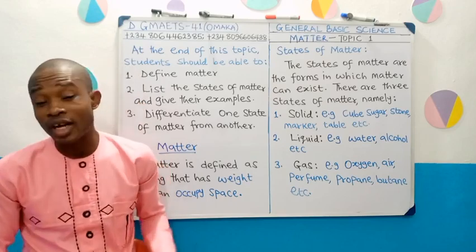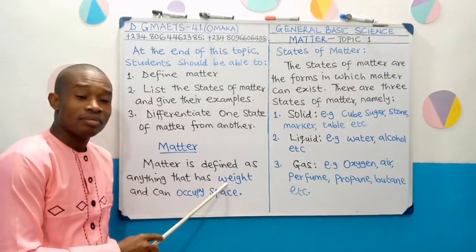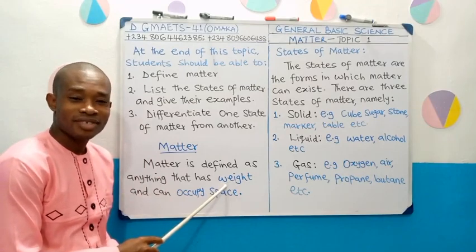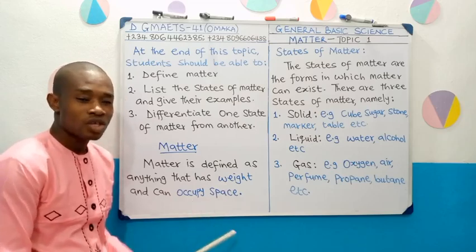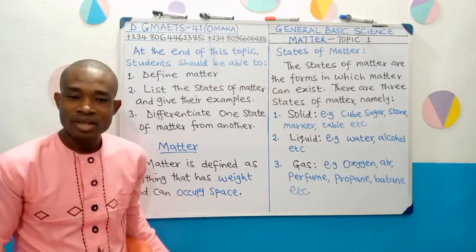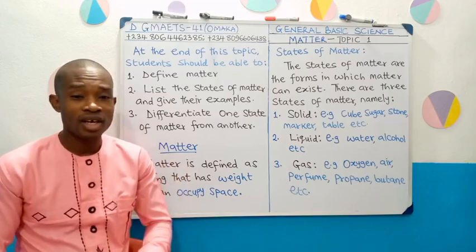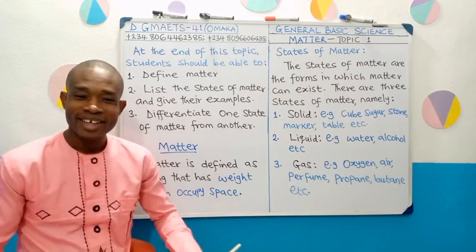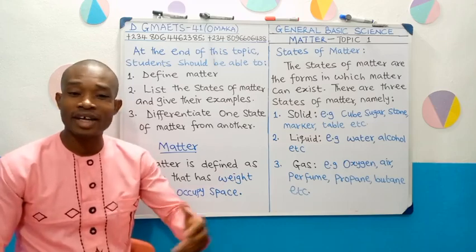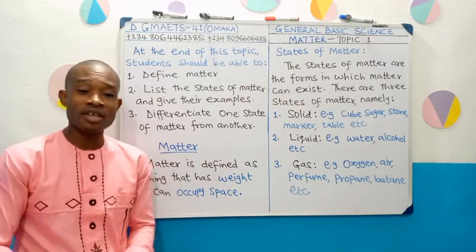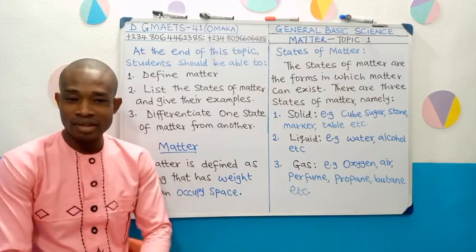Now, there are two major things that define matter for us. We have that on the board here. Matter must have weight. Matter must occupy space. So once we have anything that has weight and can occupy a given space, we refer to that as matter. Interestingly, almost everything around us has weight and can occupy space. So all around us we have matter. Is that okay? Good. Now we know what matter is.